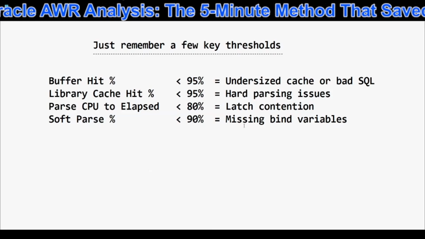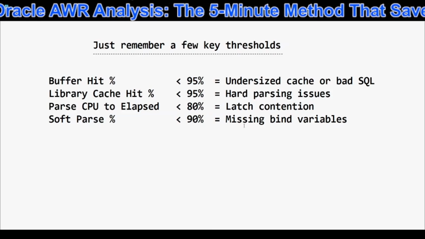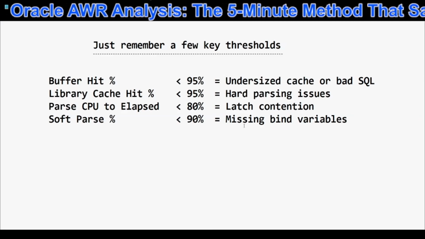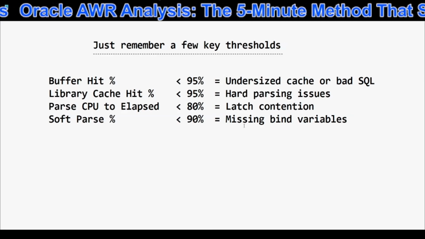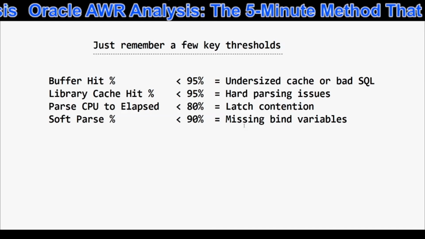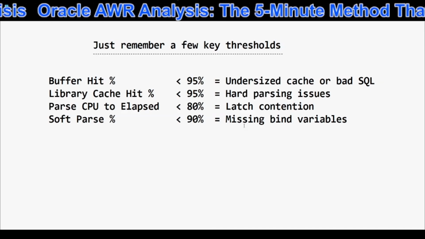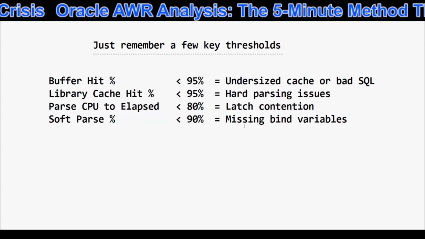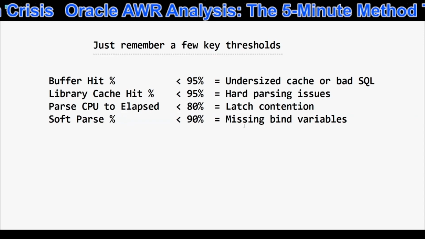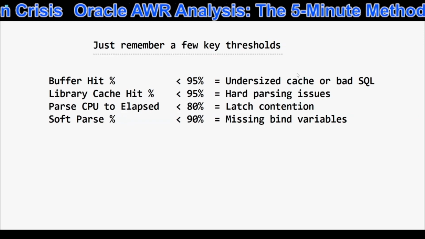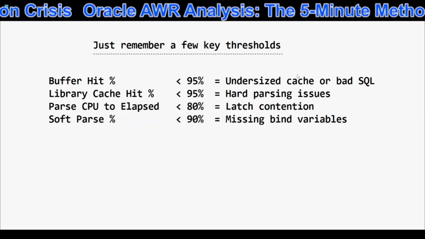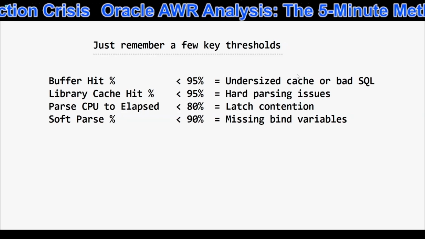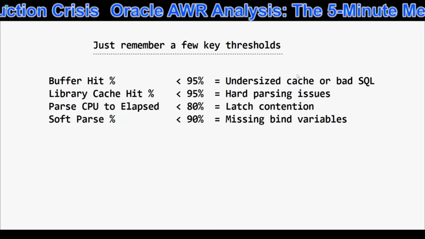If buffer cache hit is below 95%, it means cache may be undersized or SQL is inefficient. If library cache hit is below 95%, it means too much hard parsing. If parse CPU to elapsed is below 80%, it means possible latch contention. If soft parse is below 90%, it means missing bind variables.